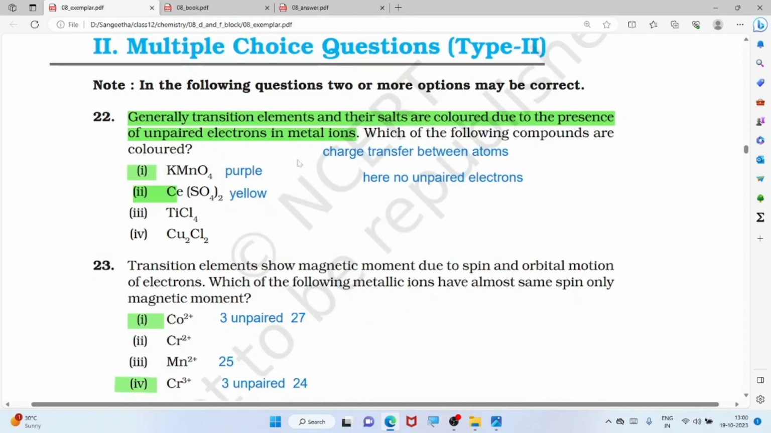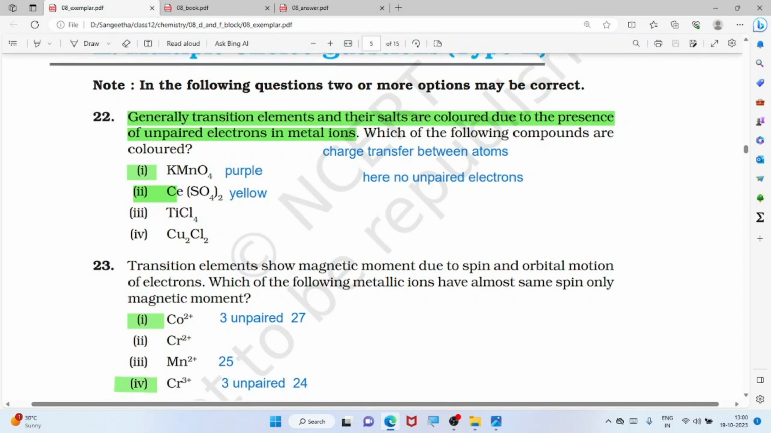Okay, multiple choice questions. Generally, transition elements and their salts are colored due to the presence of unpaired electrons. Which of the following compounds is not? Okay, in these two compounds, the color is given in the book. They are colored not because of unpaired electrons, but due to charge transfer between the atoms. Okay, these compounds get the color.